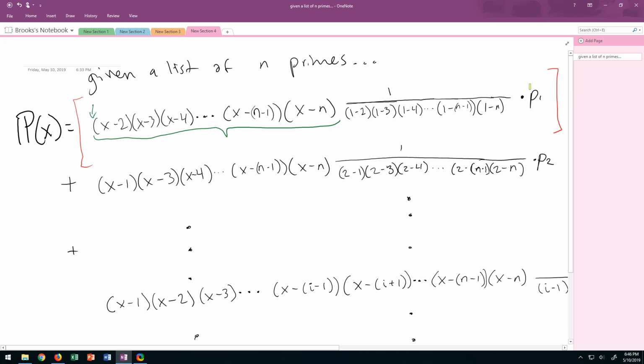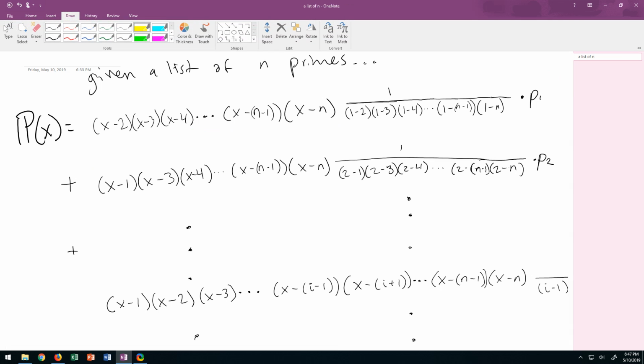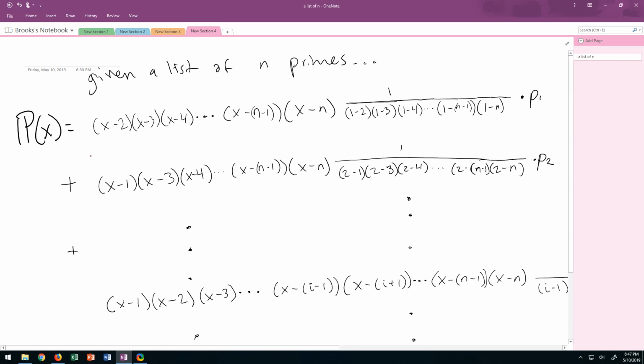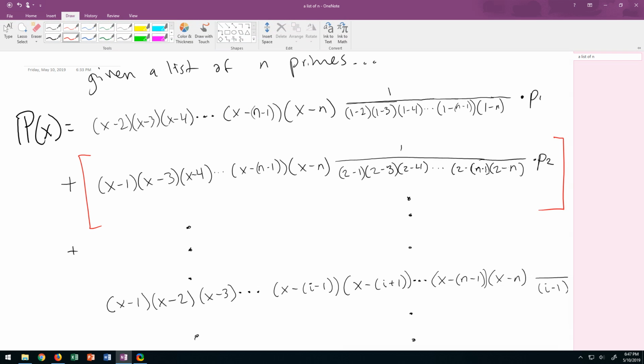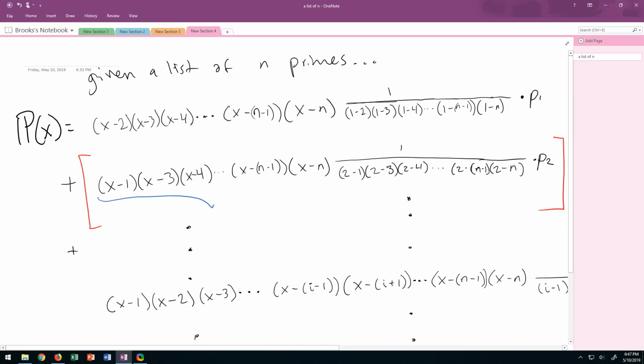All right, so let me show you the next one. This will go pretty quick. Let's take a look at the second polynomial that is part of my sum for big P of x. So let's do this again. I've got my blue chunk, or did I do blue, green first? I don't remember. So I've got my blue chunk.